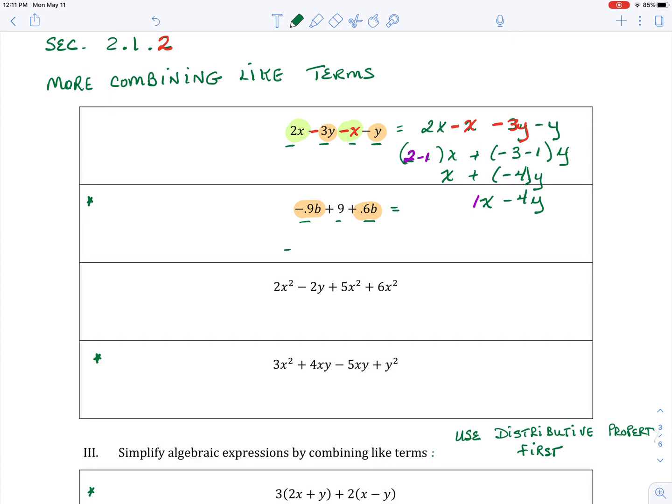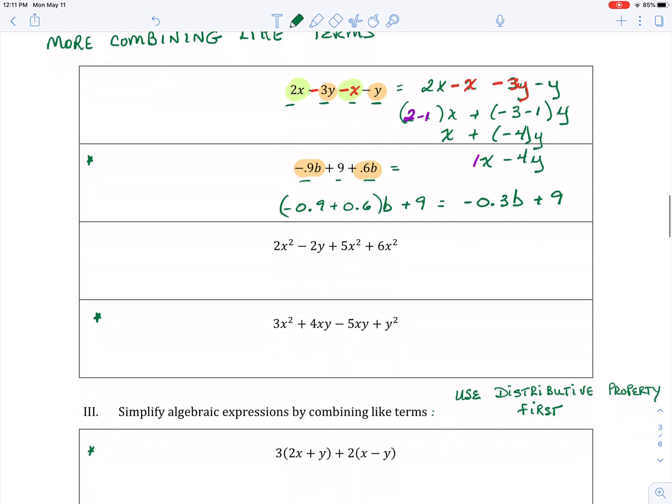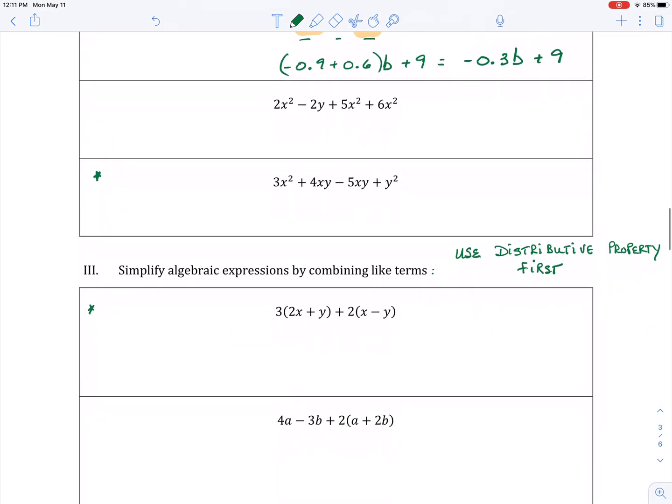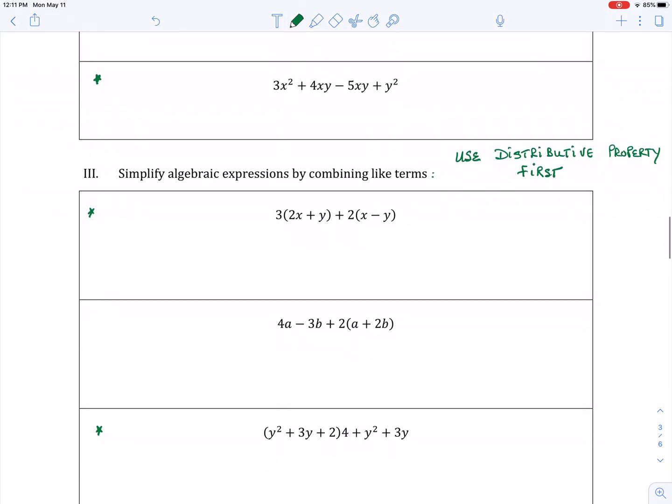So let's see, I'll take the negative 0.9 and the positive 0.6 and keep that attached to the letter b. Just bring along this 9, and then the negative 0.9 added to the positive 0.6 gives me a negative 0.3. There's the variable b that remains attached, and then here's the plus 9, which is unlike the other term, so I'm going to stop right there. And I'm going to scroll on down and do this a little more complicated one.